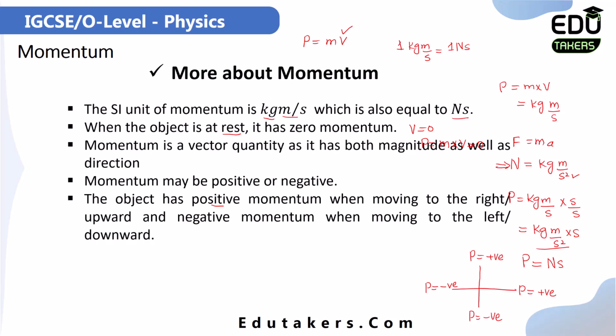The object has positive momentum when the object is moving towards the right or upward. So if the object is moving upward or right, it has positive momentum because in both of these directions the value of velocity is also positive. And negative momentum when the object is moving to the left or downward, because in both of these directions the velocity value is negative. That's why the momentum is also negative in the left or downward direction.